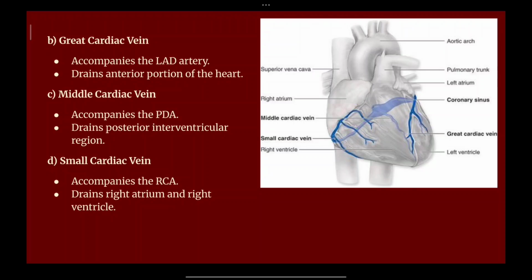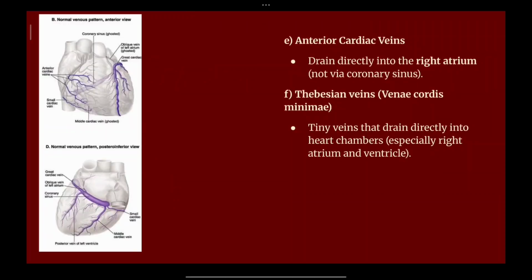Now the small cardiac vein runs close to the right coronary artery, and the right atrium and right ventricle drain their deoxygenated blood into it. The anterior cardiac vein drains directly into the right atrium, and there is no requirement of the coronary sinus because it runs exactly on the anterior region, above the right atrium.